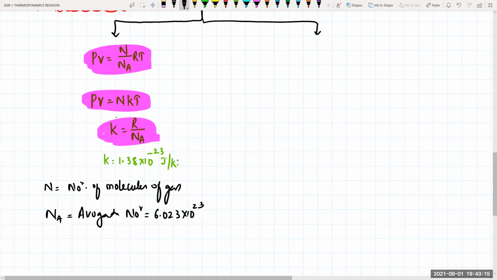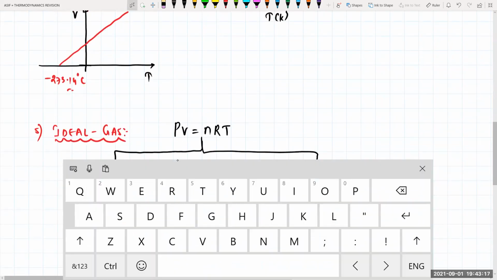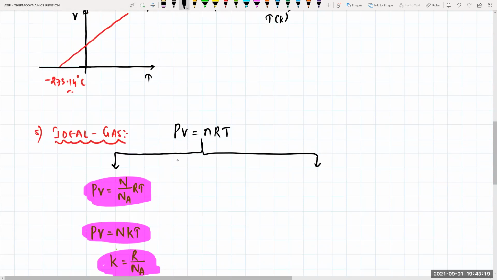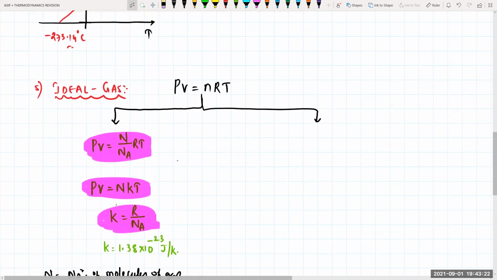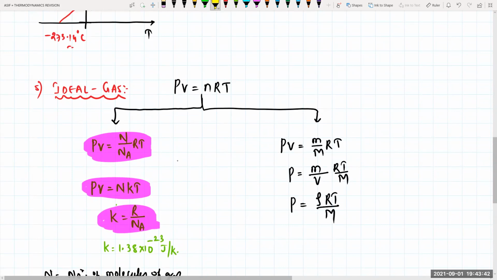And I can write that in terms of mass also, beta. So PV is also equal to n, which is mass by molecular weight, into R into capital T. Or else I can write P equals M by V into RT divided by capital M. So P equals mass by volume, which is nothing but density, into RT divided by capital M. So these are the three different forms in which I can write the pressure. This one is in terms of molecular weight, and this one is the general formula.